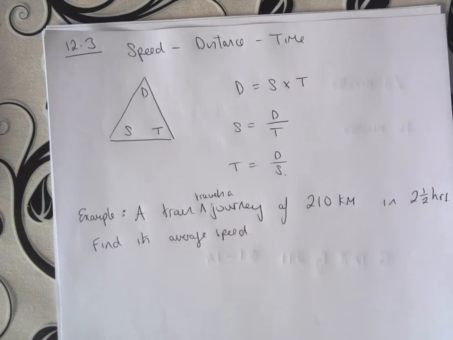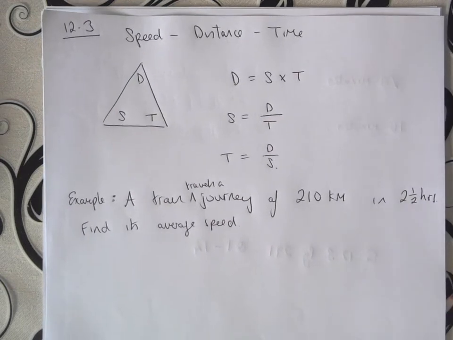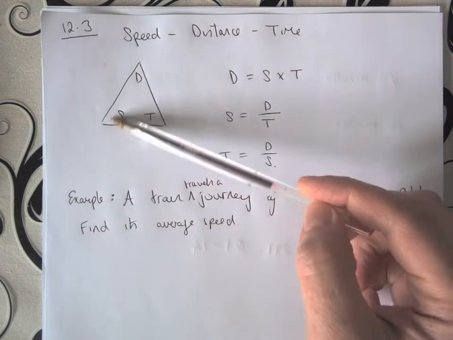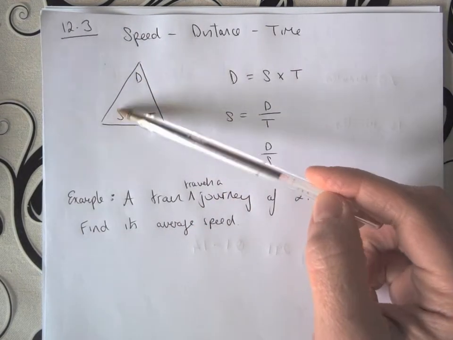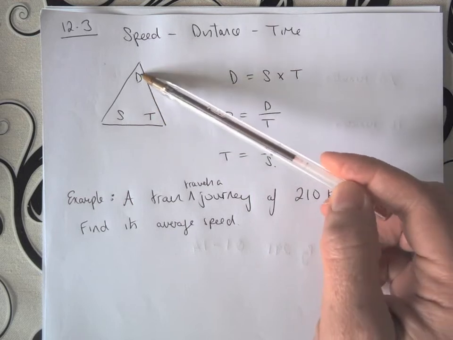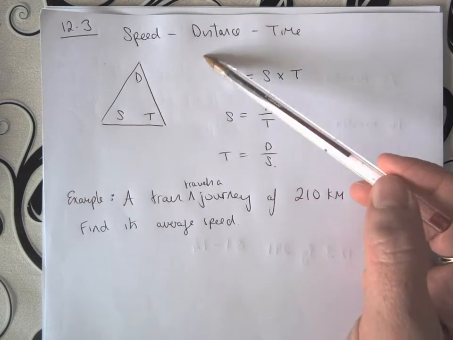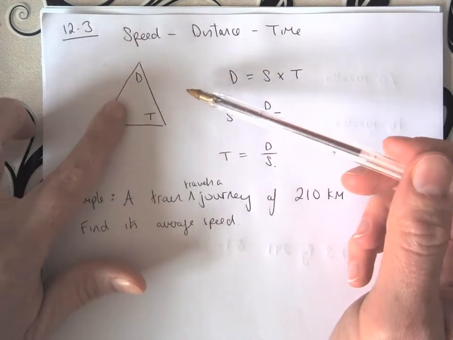Okay, today we're looking at section 12.3, speed, distance, time. So we have our triangle. You would have met this in science as well. We call it Dad's silly triangle. So D represents our distance, S represents speed, and T represents time. So to find out your formulas, you cover whichever one you're looking for.